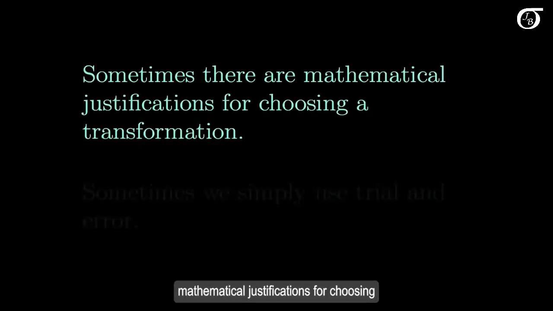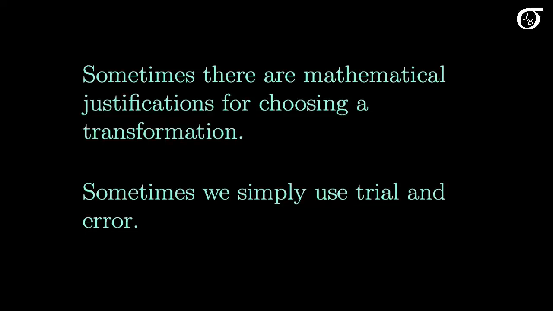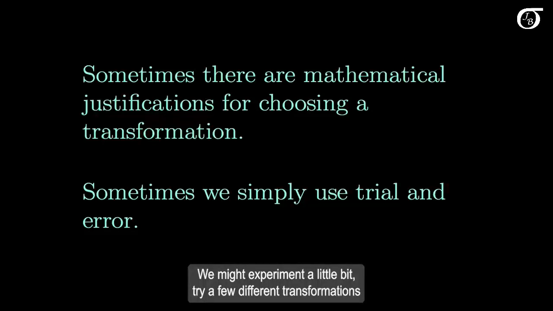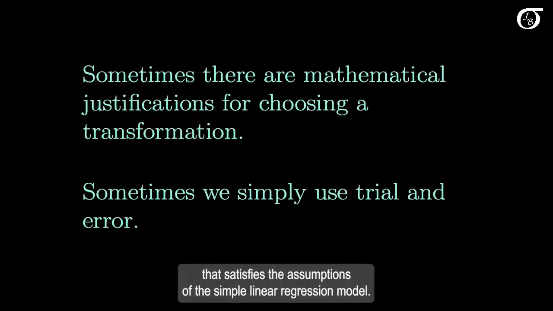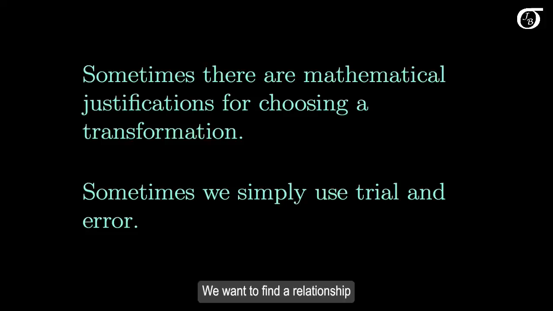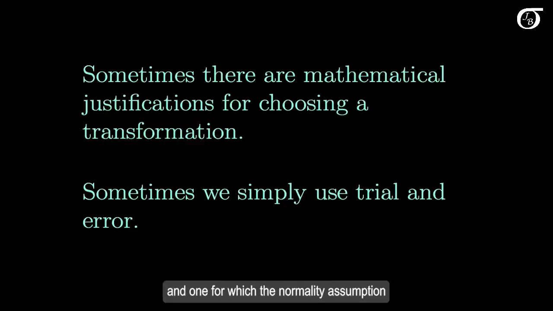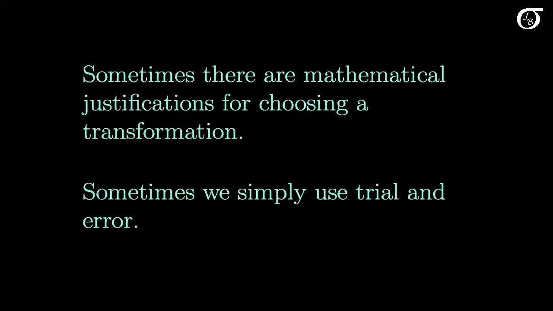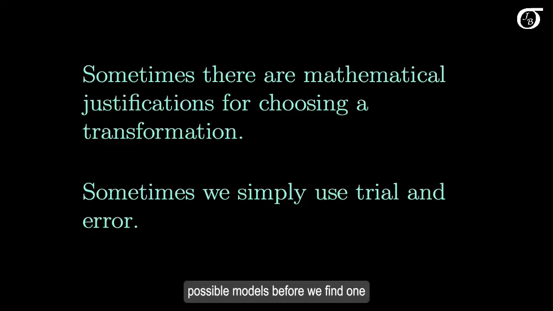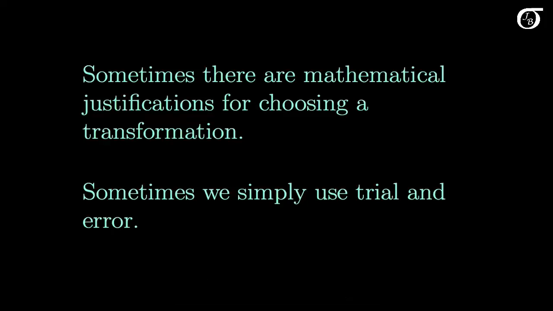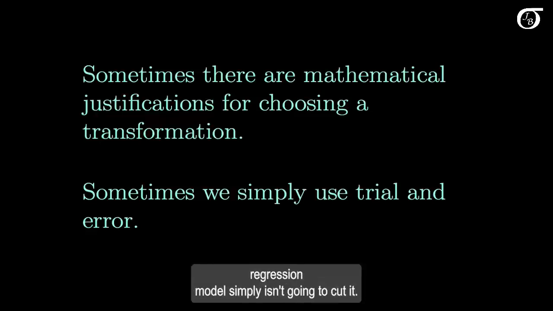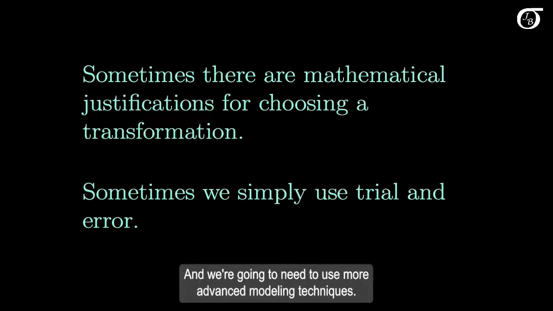Sometimes there are mathematical justifications for choosing a particular transformation. Other times we might simply use trial and error. We might experiment a little bit, try a few different transformations on our different variables in an attempt to find a relationship that satisfies the assumptions of the simple linear regression model. We want to find a relationship that is approximately linear, one that has approximately constant variance, and one for which the normality assumption is reasonable as well. And so we might try a few different possible models before we find one that we feel is reasonable. And for some datasets, the simple linear regression model simply isn't going to cut it, and we're going to need to use more advanced modeling techniques.